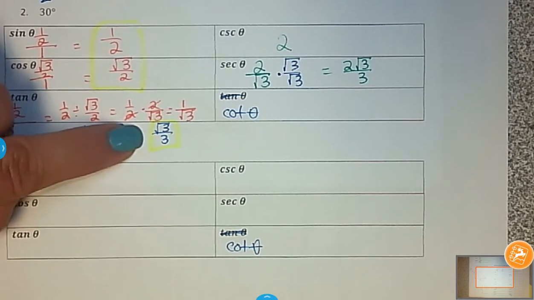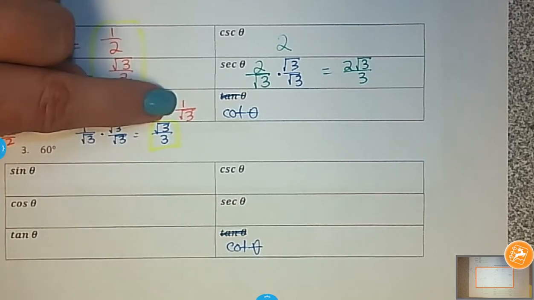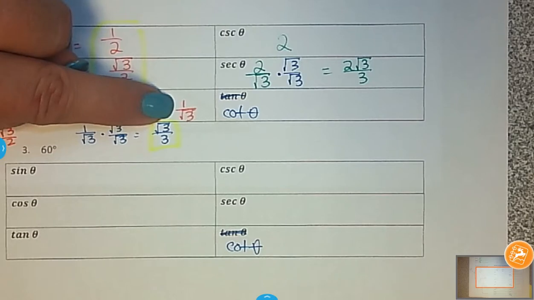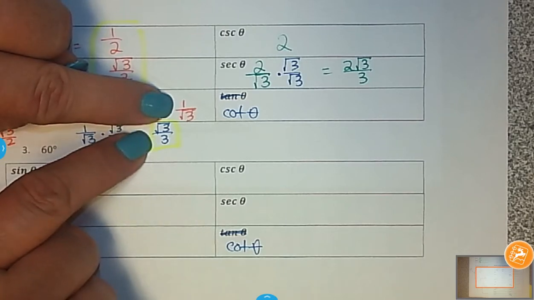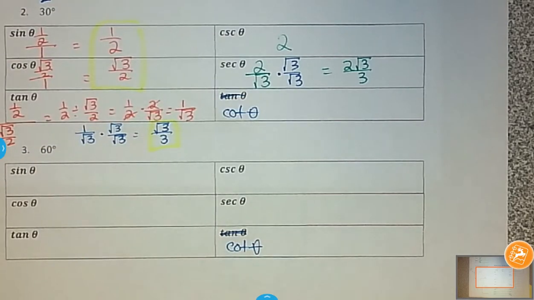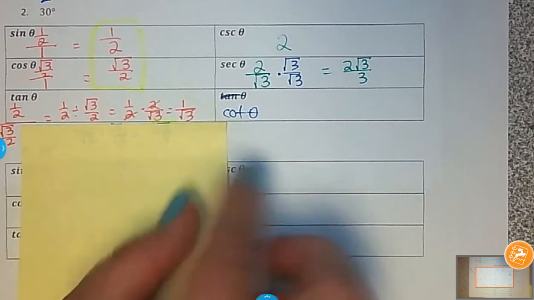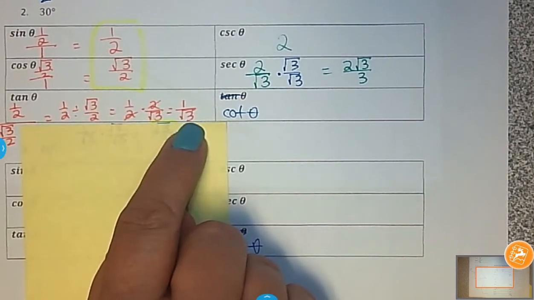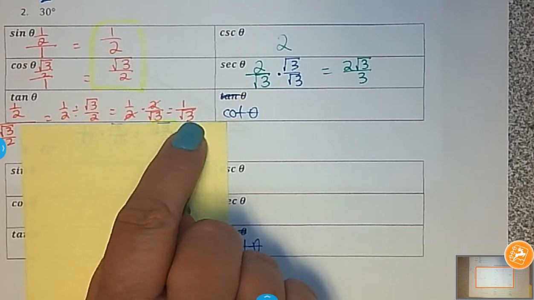But I want to show you something with tangent. If I take this answer and flip it, I'm going to have to rationalize, right? But if I back up a step here, isn't this answer equivalent to this one? It's just not been rationalized. Okay, let me back up. Isn't this what the tangent is? It's just not in simplified form.